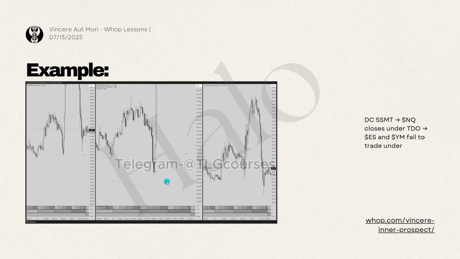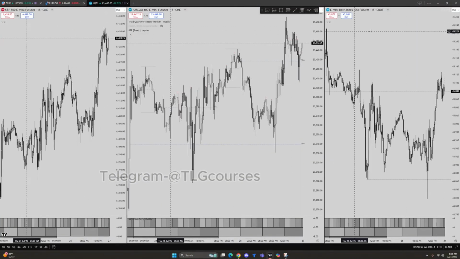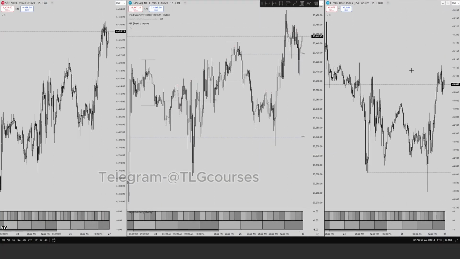You look for expansion back down lower, create a sequential SMT, and then look for a long within this range and then catch the top, right? Or catch the bottom. NQ closed under true day open and ES and YM failed to trade under it, right? Notice how ES tapped it perfectly and sent it, and YM wicked under it, failed to close, and then pumped back up higher. These are all examples that you guys can utilize for going ahead and identifying true day opens or true week opens, right? Whatever you guys want.